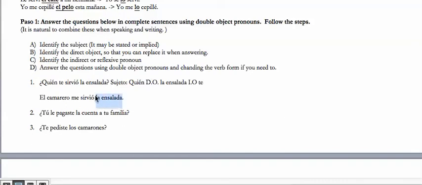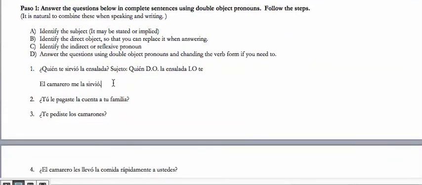I want to get rid of this, la ensalada. And I want to put my direct object pronoun there. So I'm always going to have indirect, direct, ID. It's always going to go in that order. El camarero me la sirvió. Okay? So I don't want to go through all of these because I went through a bunch of homework assignments. I want to see what you can do with this as you answer.